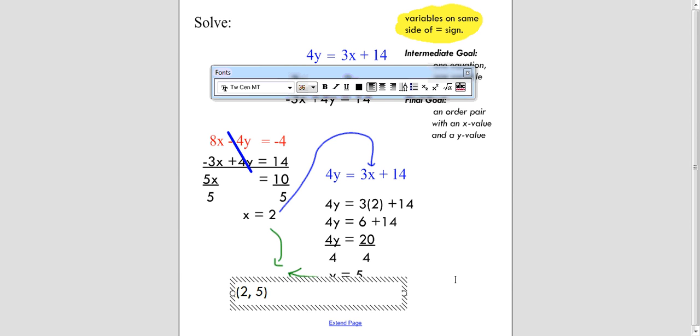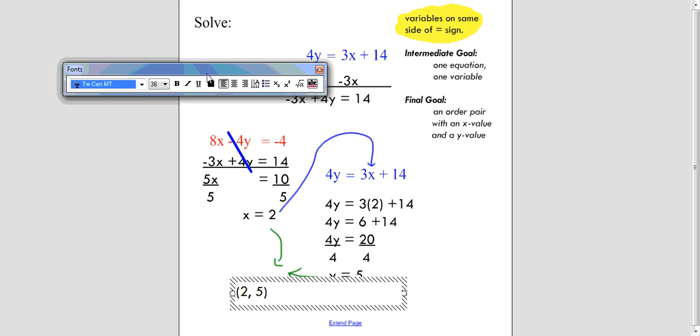All right. Sorry, one more time. So again, you're lining them up, adding them up.